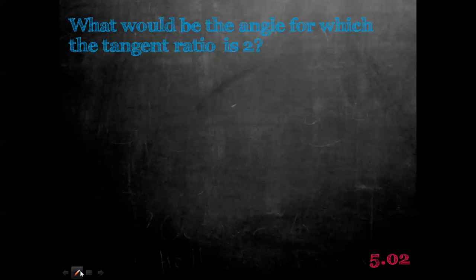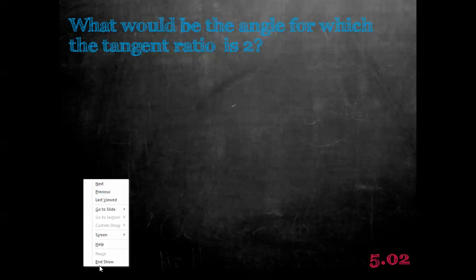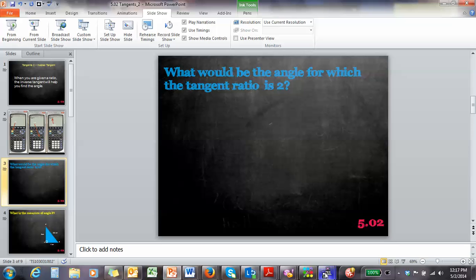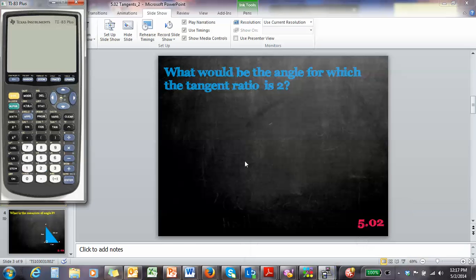So for example, this says, what would be the angle for which the tangent ratio is 2? So what you would do is go to your calculator, and one thing that we want to remember is whenever you open your calculator up, you want to go to mode. You want to make sure that it's in degree mode. We talked about that last time, but that's really important. If you leave it in radians, you're going to get a wrong answer.